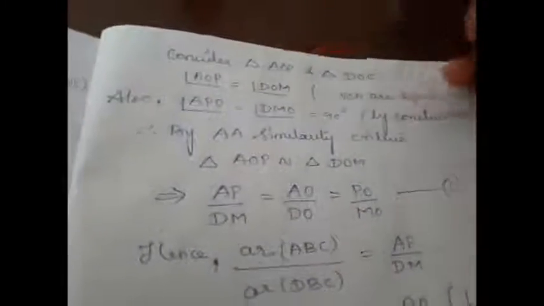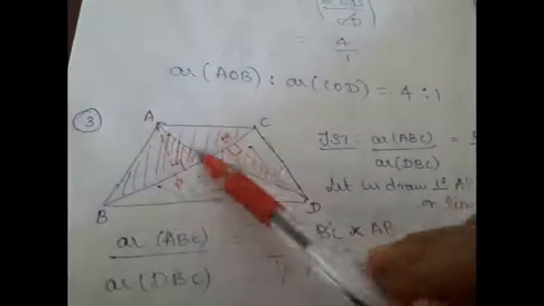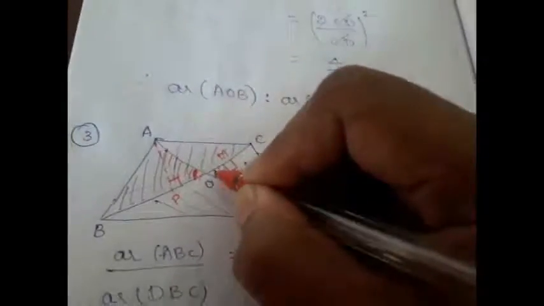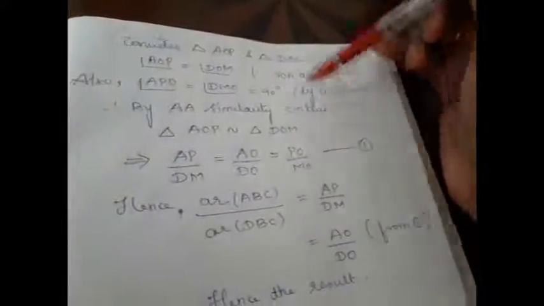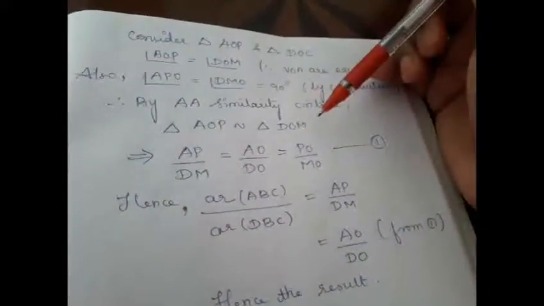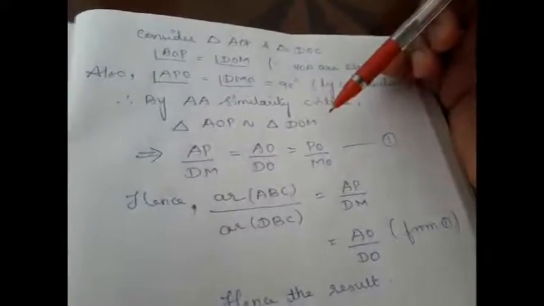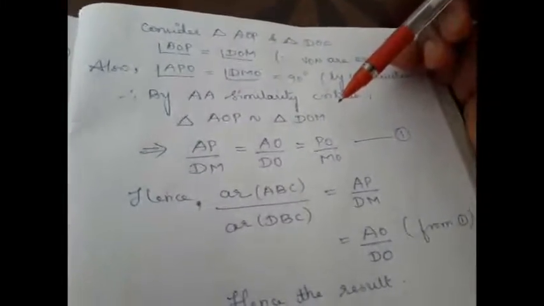So now our aim is to prove these two triangles are similar. Now we have considered the triangles AOP and DOC. What do we know? This angle will be equal to this angle since vertically opposite angles are equal. And what about these two angles? 90 degrees by our construction, right? Therefore, by AA similarity criteria, these two triangles have become similar. If the triangles are similar, we know their corresponding sides will be in the same ratio.